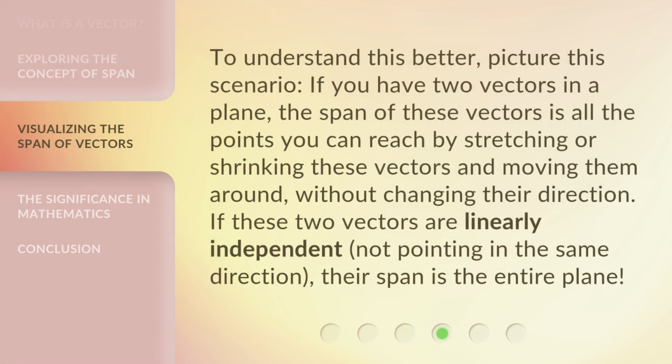To understand this better, picture this scenario. If you have two vectors in a plane, the span of these vectors is all the points you can reach by stretching or shrinking these vectors and moving them around, without changing their direction. If these two vectors are linearly independent, not pointing in the same direction, their span is the entire plane.